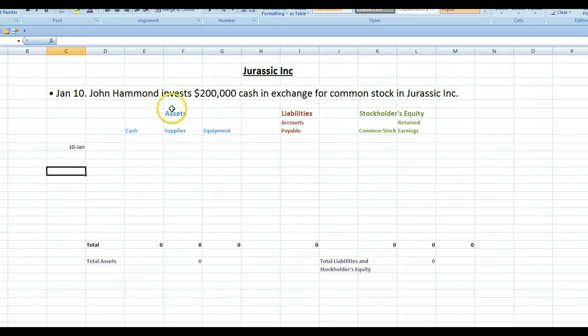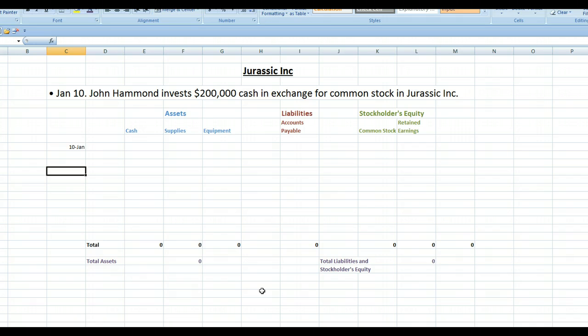If you see here on the top, we have our assets, and I have listed some asset accounts. This is our liabilities and our stockholders' equity. You know that assets equal liabilities plus stockholders' equity, so that is shown by these totals here. So once we put in numbers, you will see what our total assets are, and then this total, the purple one here, will show total liabilities and stockholders' equity.